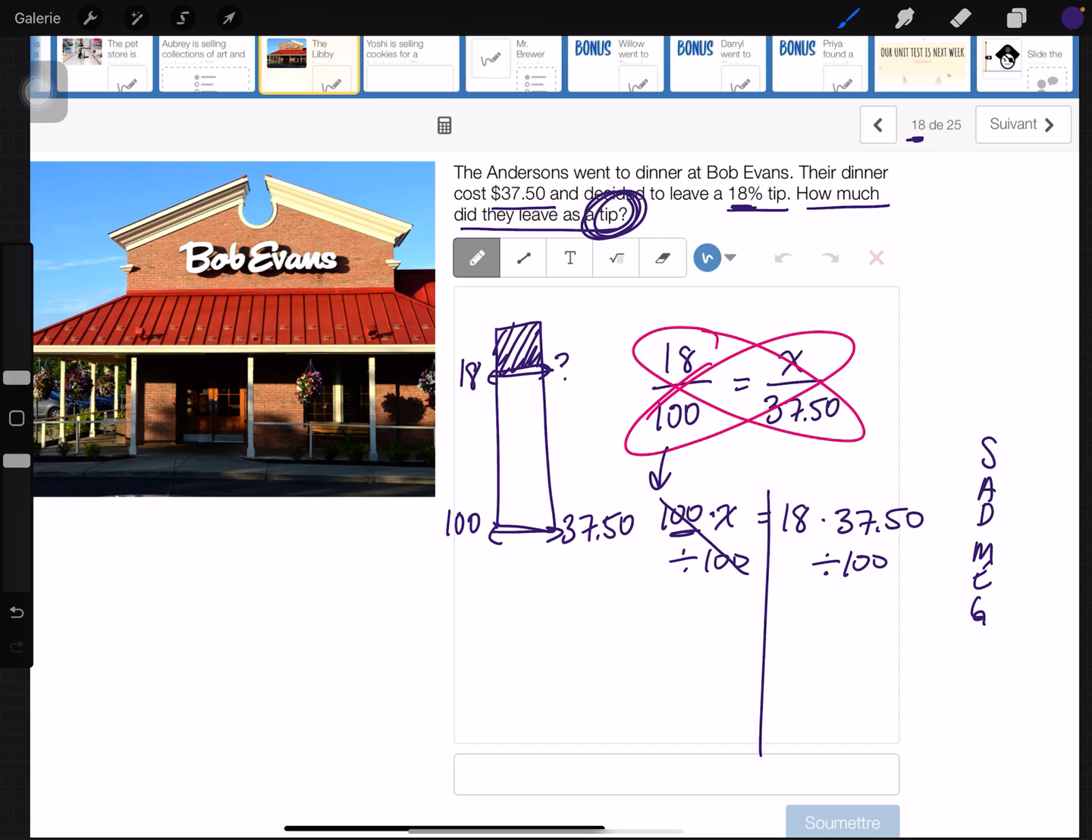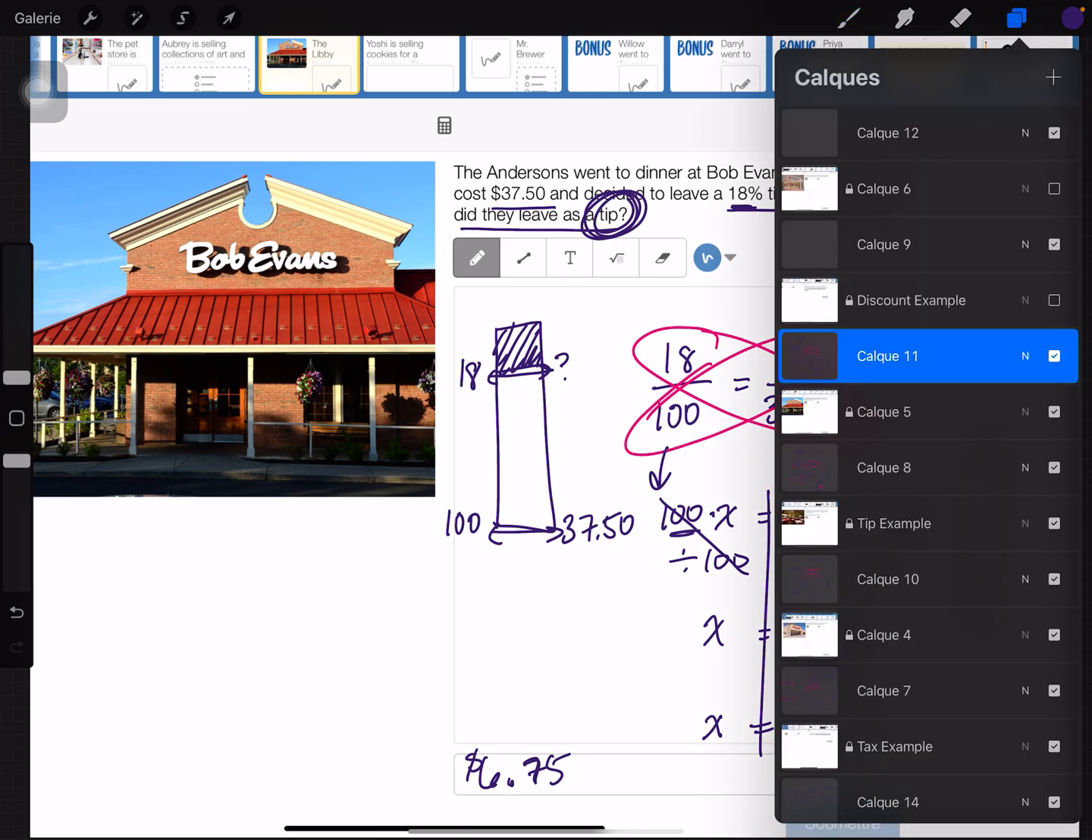All right, so I'm dividing by 100, and I get x equals, I need a calculator again, 18 times 37.5. That's going to be 675. And I haven't divided by 100 yet, so I'm going to keep that. Divided by 100, I can either use a calculator, or I know that dividing by 100 will move that decimal point 2 places to the left, and my answer will be $6.75. So I can go ahead, type that in, and that should be my answer.